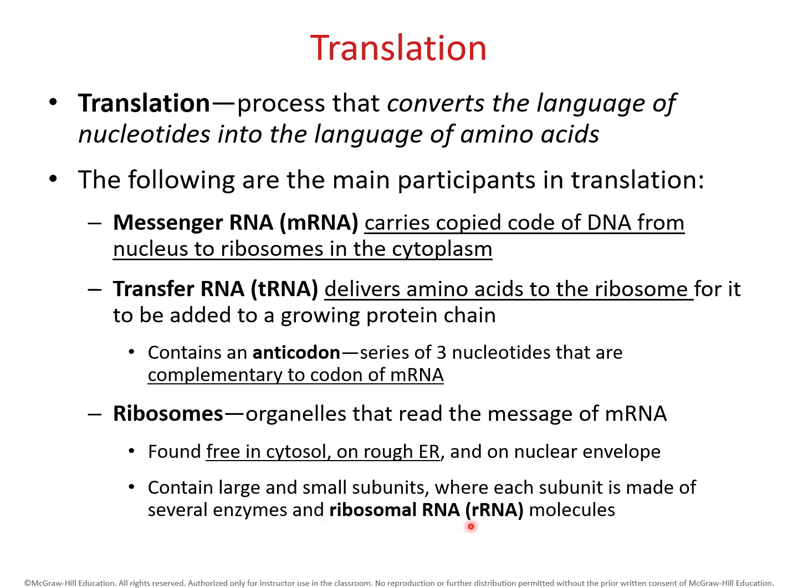Yeah, we do have this other third type of RNA called ribosomal RNA. Okay, so just what it sounds like, ribosomal RNA is existing here in the ribosomes. That's why it's called ribosomal RNA.